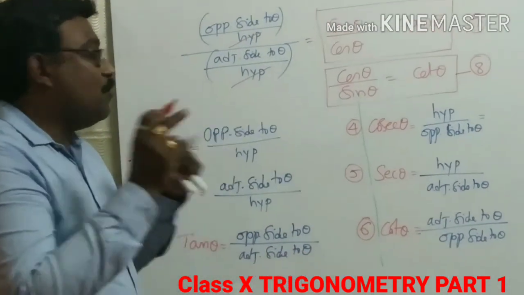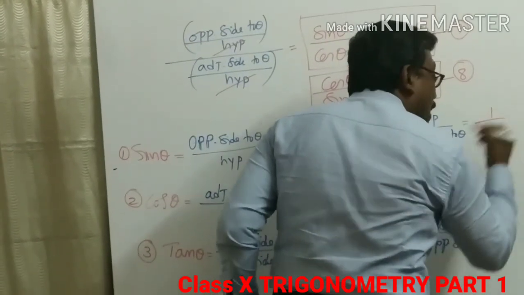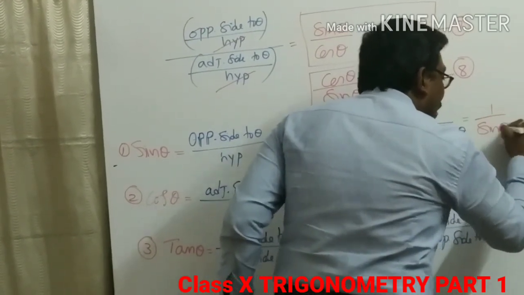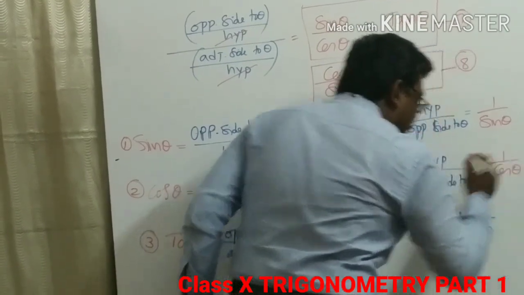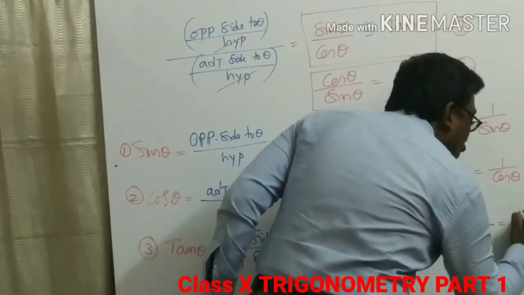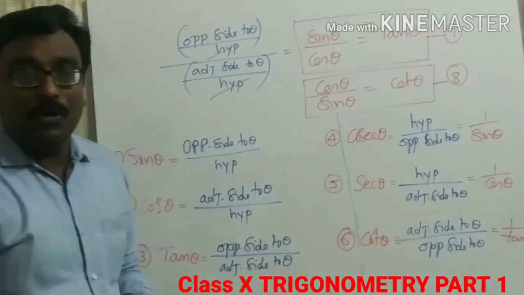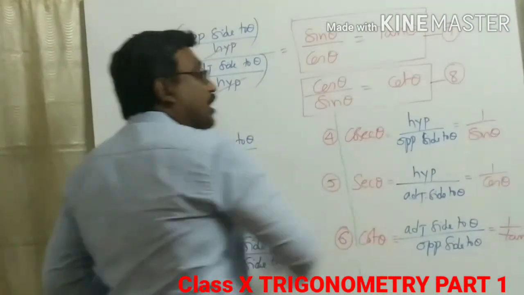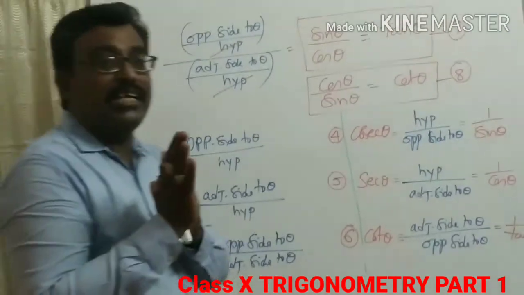And one more thing, cosecant can be written as 1 by sine. Secant can be written as 1 by cos. Cot can be written as 1 by tan. These are called reciprocal ratios. So till now 8 formulas we derived. Now 6 more formulas I will tell you, just hold.